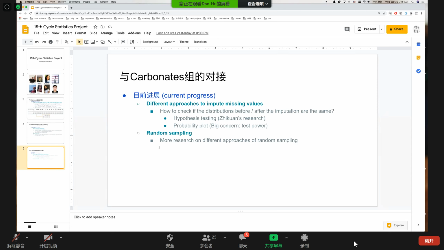Another task is random sampling. Some of our team members, I believe Zeyu and Hu Yue, are both doing research on different approaches to random sampling. So that's it for the updates and progress of our team. Feel free to ask me any questions.